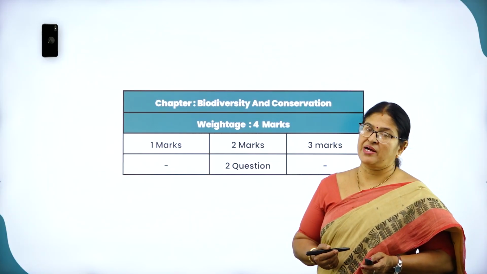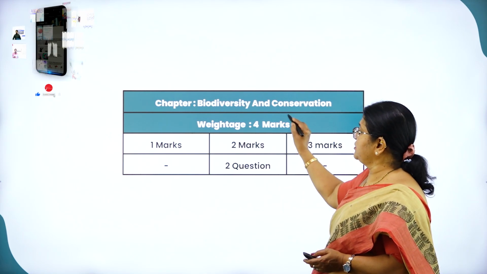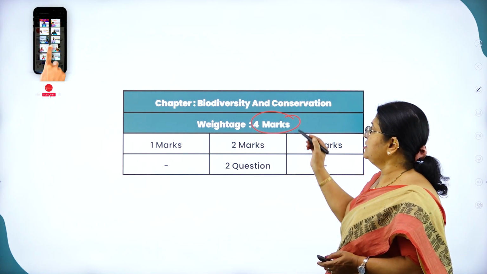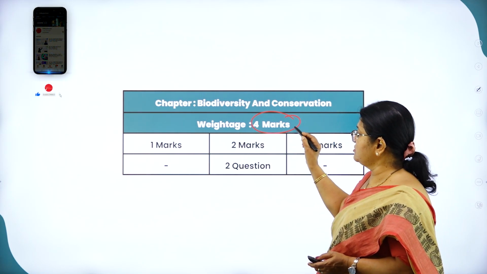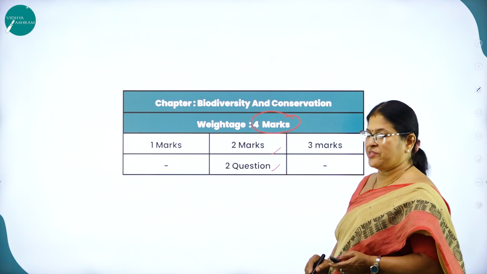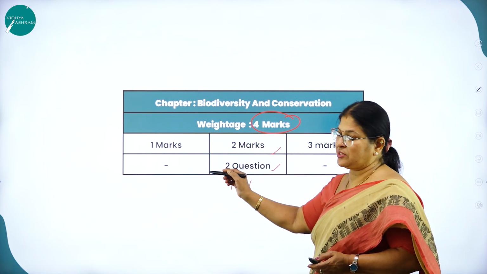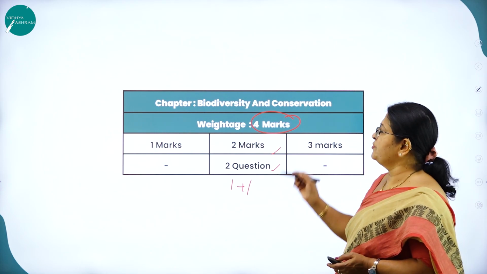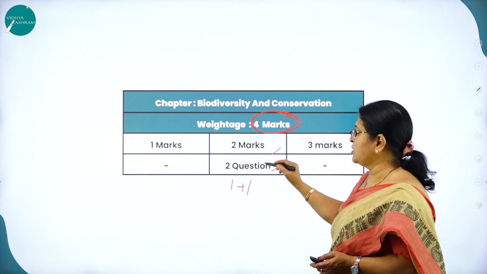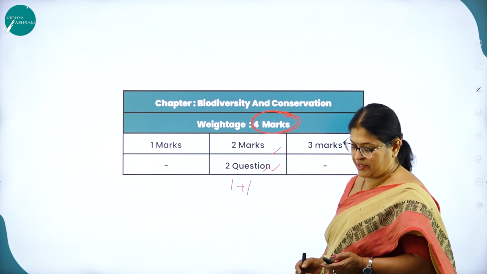What is the weightage of marks for this particular chapter? The weightage of marks for this particular chapter is 4 marks. So what will be the distribution of marks? 4 marks, that is 2 marker questions, that is 2 questions, or it might be 1 plus 1 also. So we must understand even 1 marker questions and 2 marker questions also. The weightage is 4 marks, 2 marker questions, 2 questions, which may also appear as split questions like 1 plus 1.